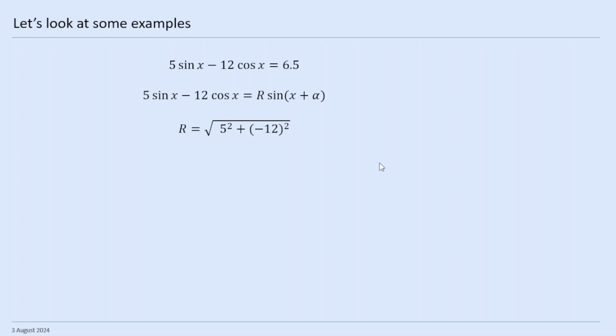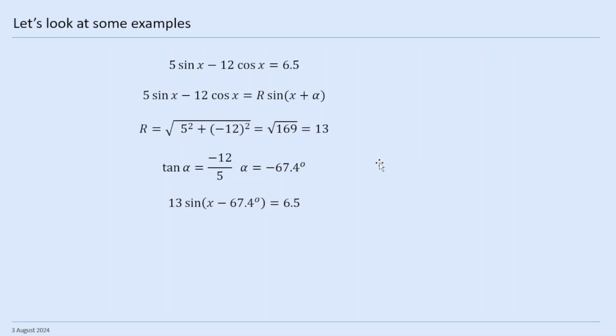So R equals the square root of 5 squared plus minus 12 squared. Minus 12 squared is just 144. 5 squared is 25. Add them together, we get 169. R equals square root of 169, which is 13. Tan alpha equals minus 12 over 5. So alpha is minus 67.4 degrees.